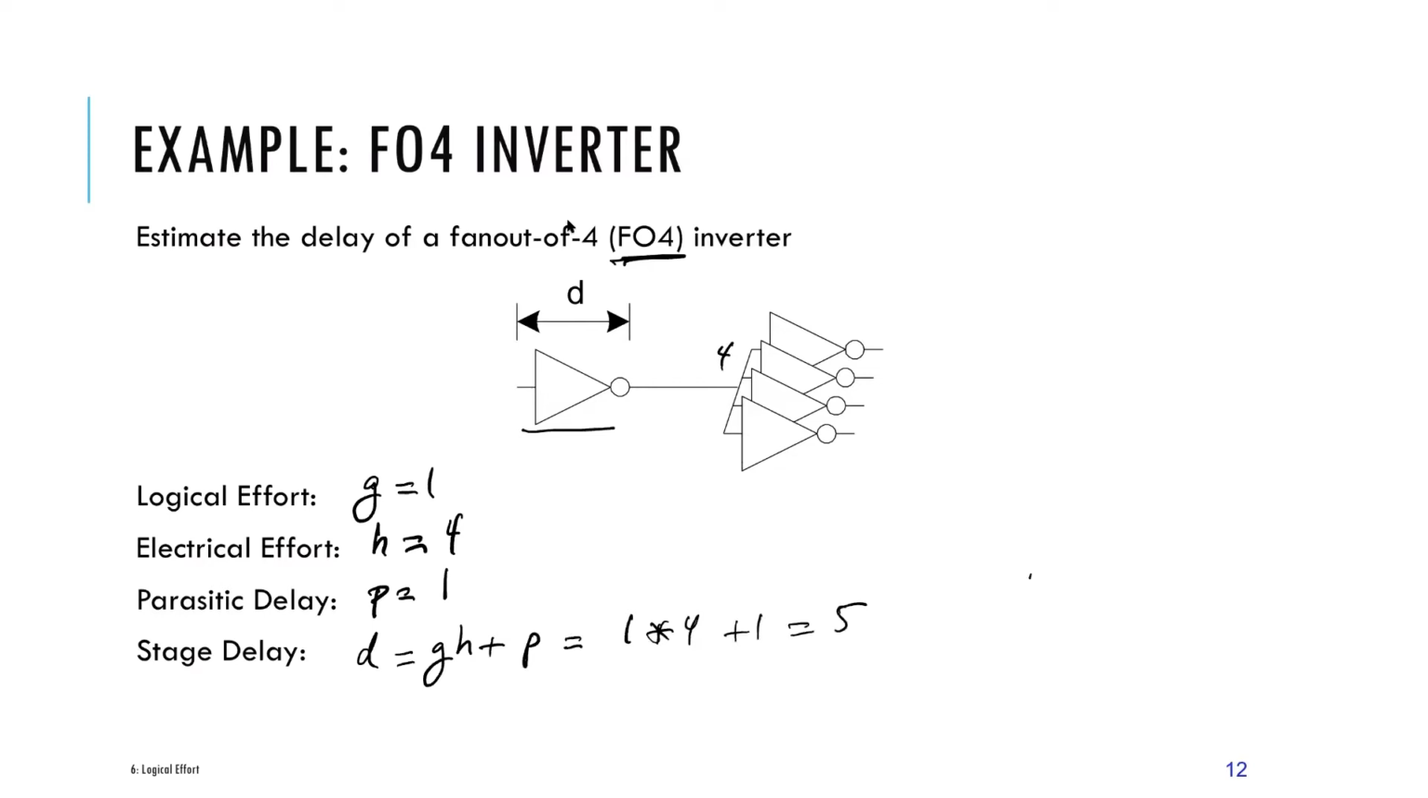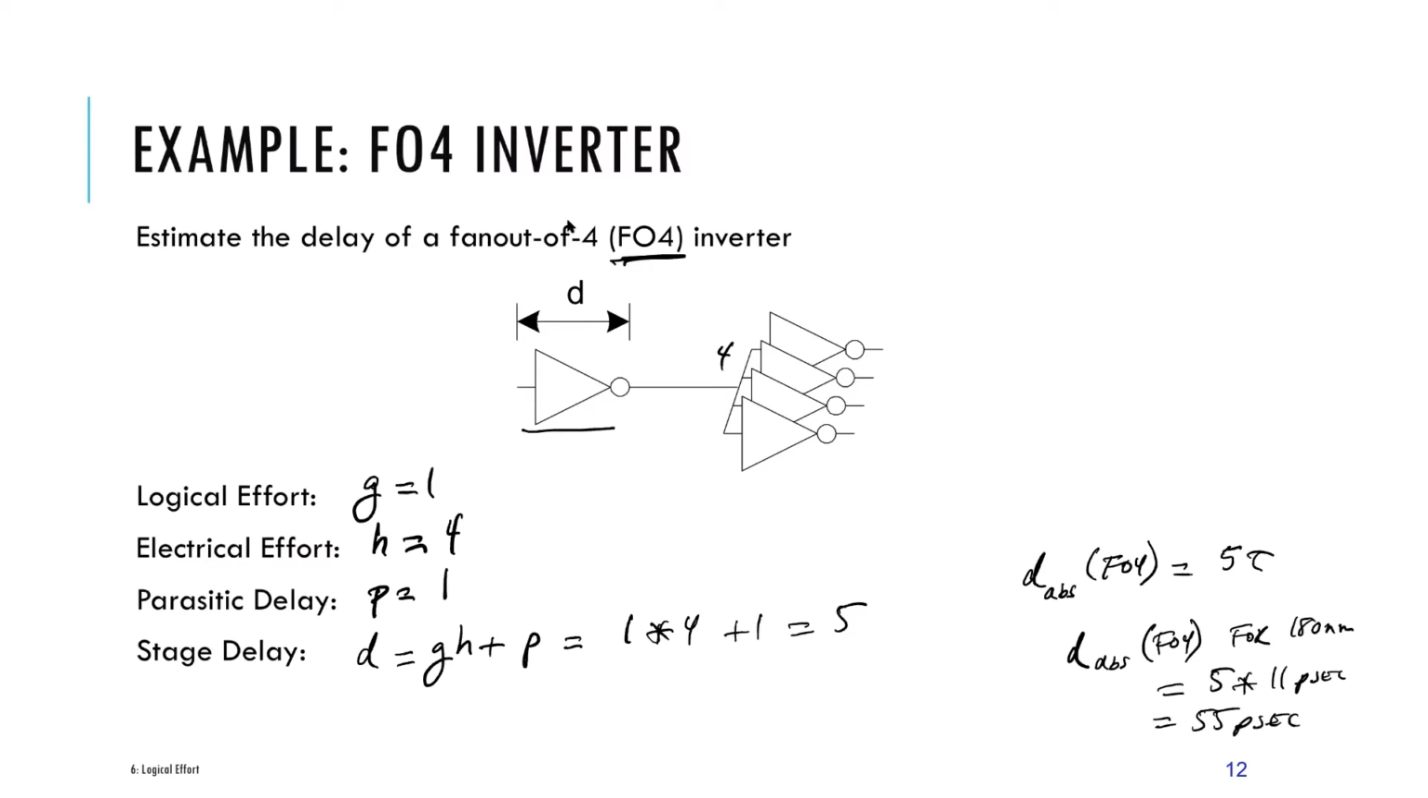So if you're looking at the absolute delay of a fan out of 4 inverter, which is kind of a figure of merit for a process, it is 5 times tau. For example, in our case, for 480 nanometers, it would be 5 times 11 picoseconds, which is 55 picoseconds. So this would be this delay from in to out.